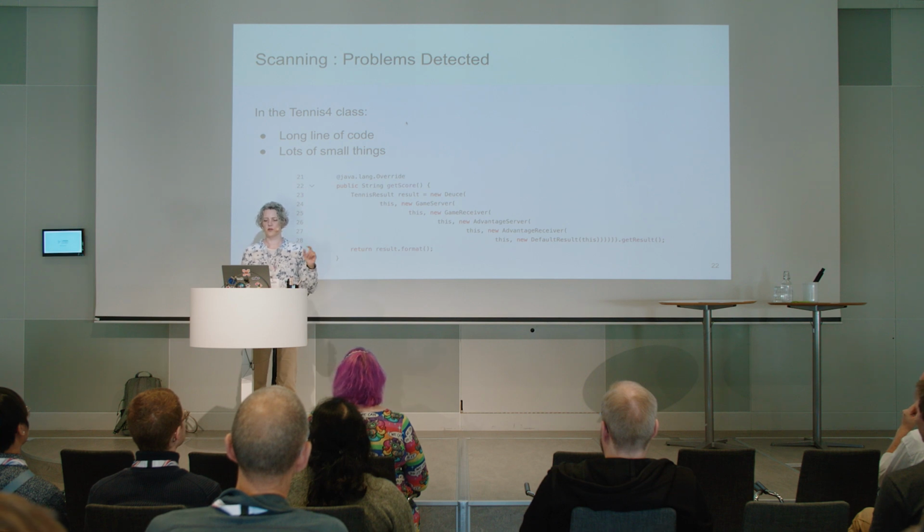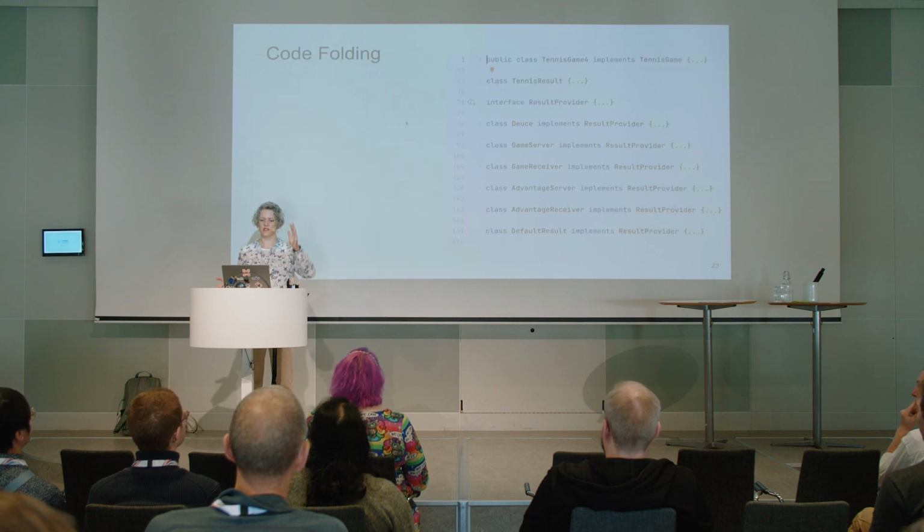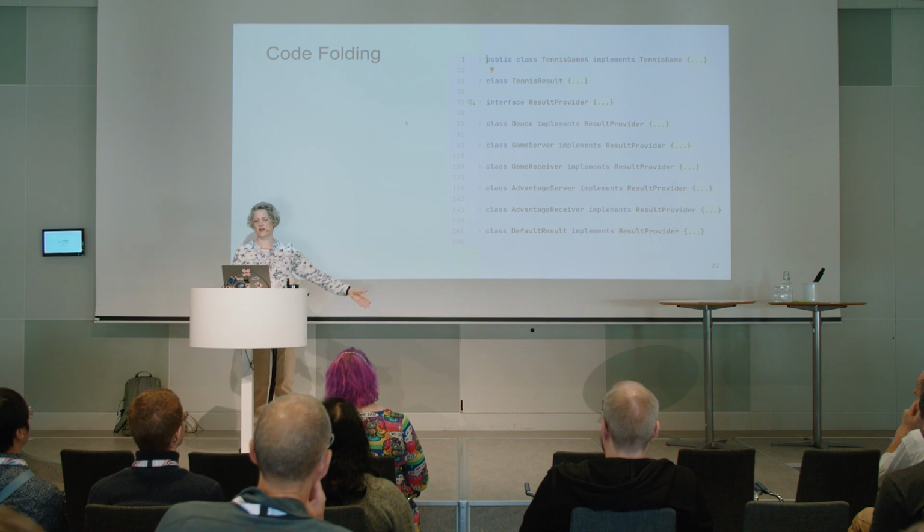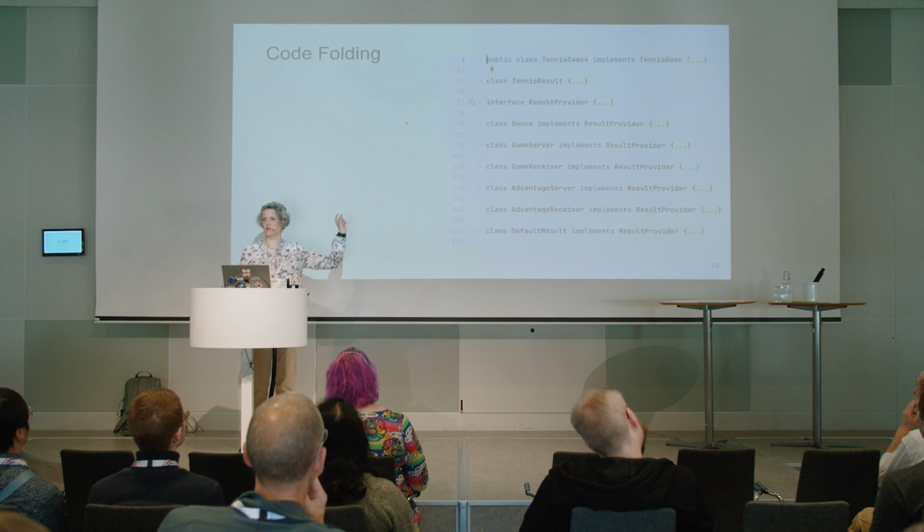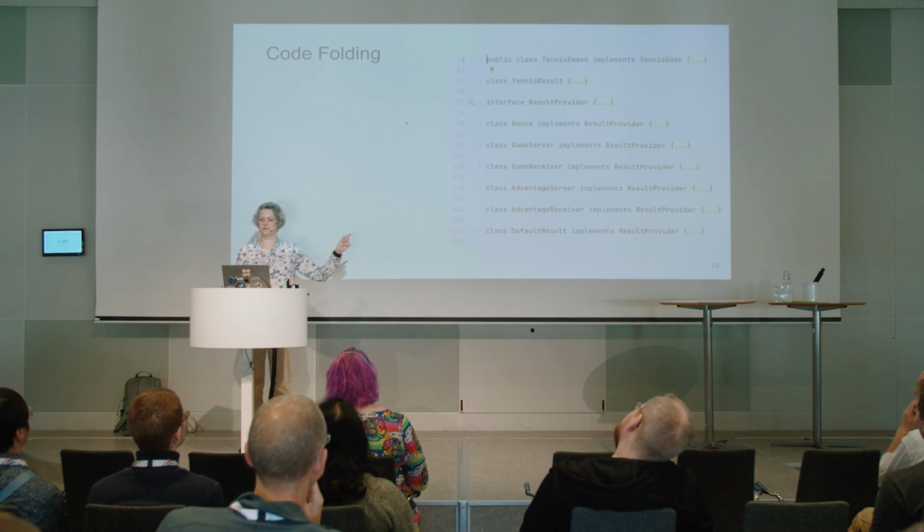The next thing I'm going to do when I've got lots of small things is just fold up the code. So that's the thing my IDE can do for me as well. It's called collapse all. It will take all of the blocks and collapse them into these little expandable chunks. And then suddenly I can see all the classes I've got here, and I can see the interface that most of them implement. And then I can see, oh yeah, this is my chain of responsibility, and result provider is the interface for the chain elements.